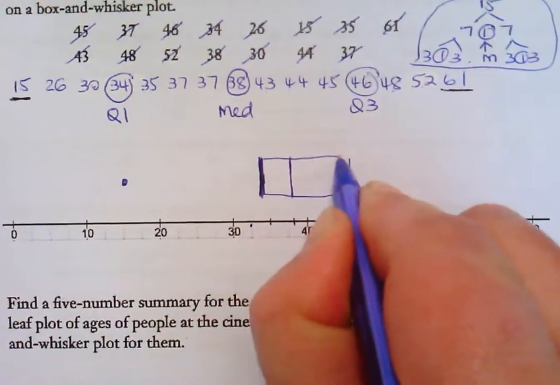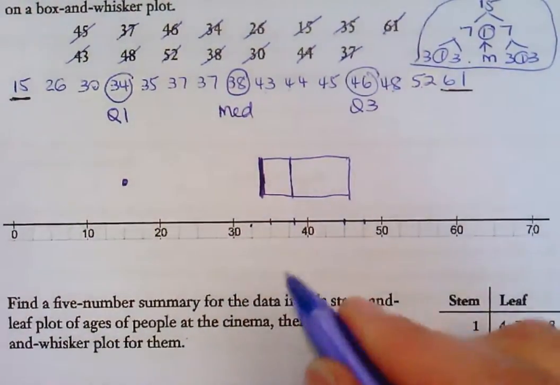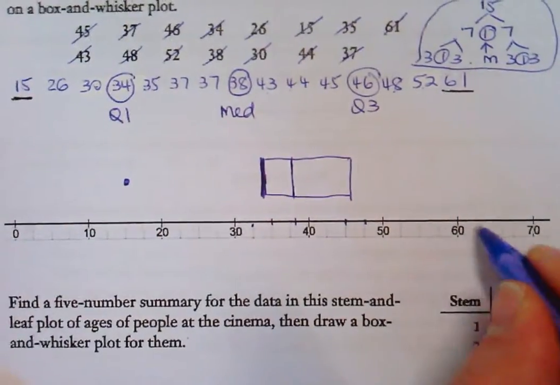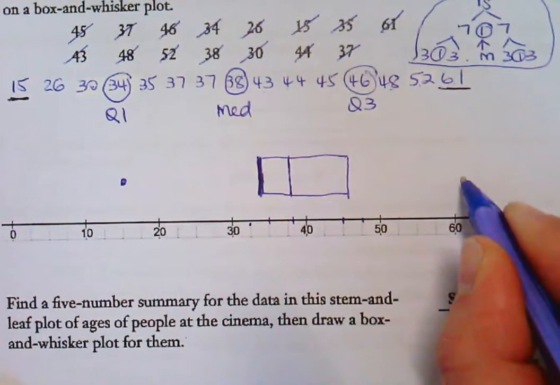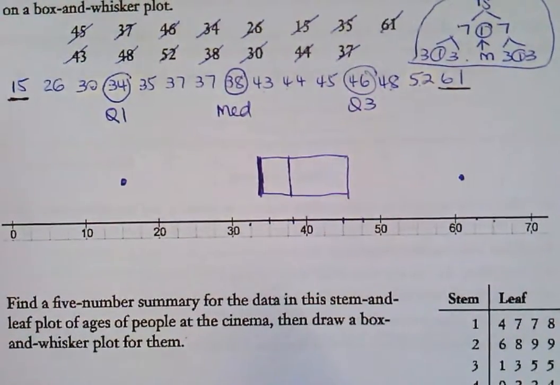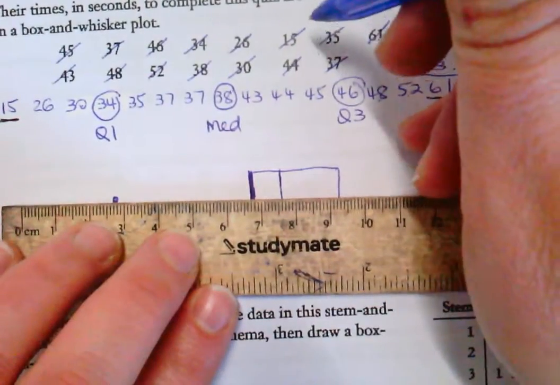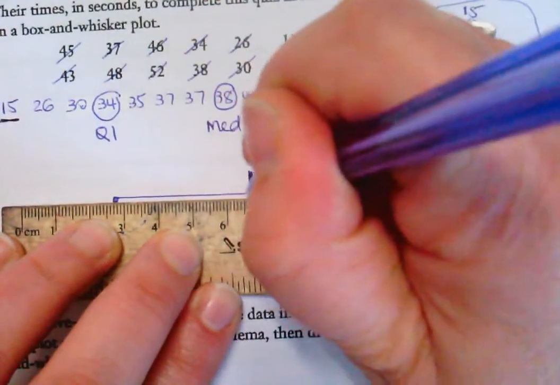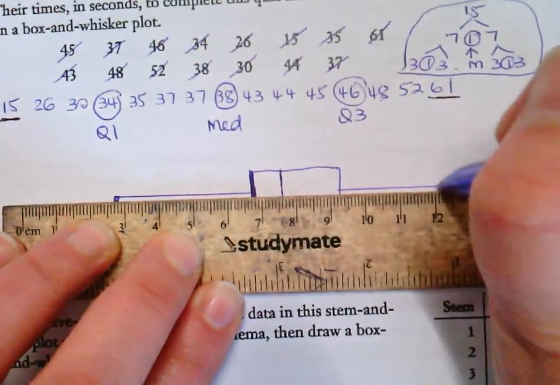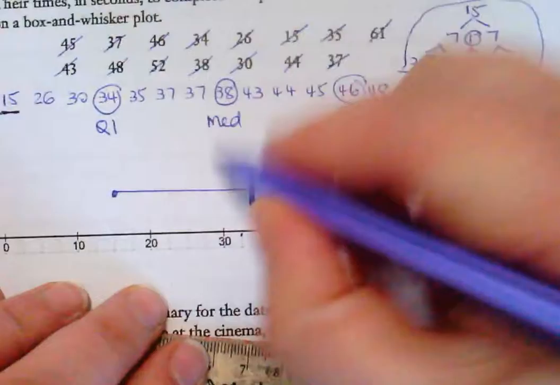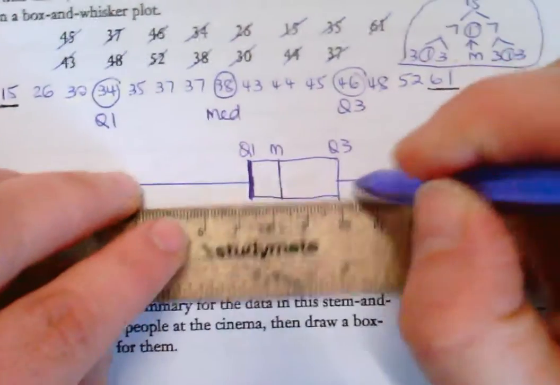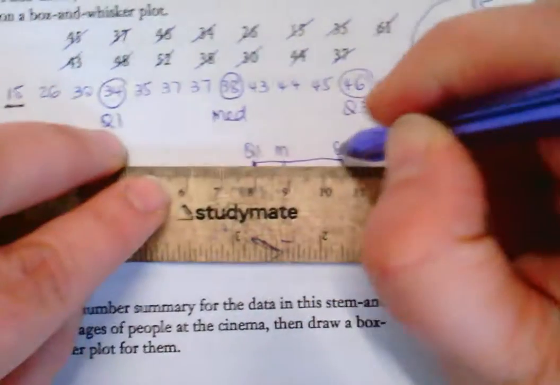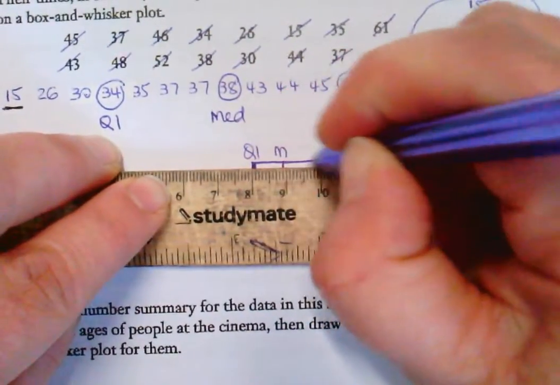Whoops. You should be using a ruler. Okay. And my last dot is at 61. If that's 60, 65, 62 and a half, a little bit after 60, 61. Now, we should be using a ruler. So the whiskers, so we've got Q1, the median, Q3. You should really use a ruler to do this, okay?